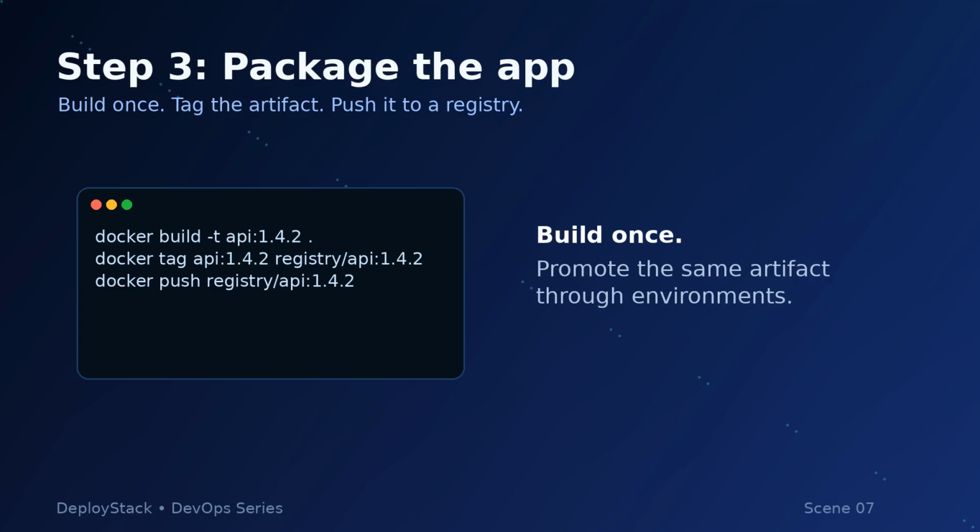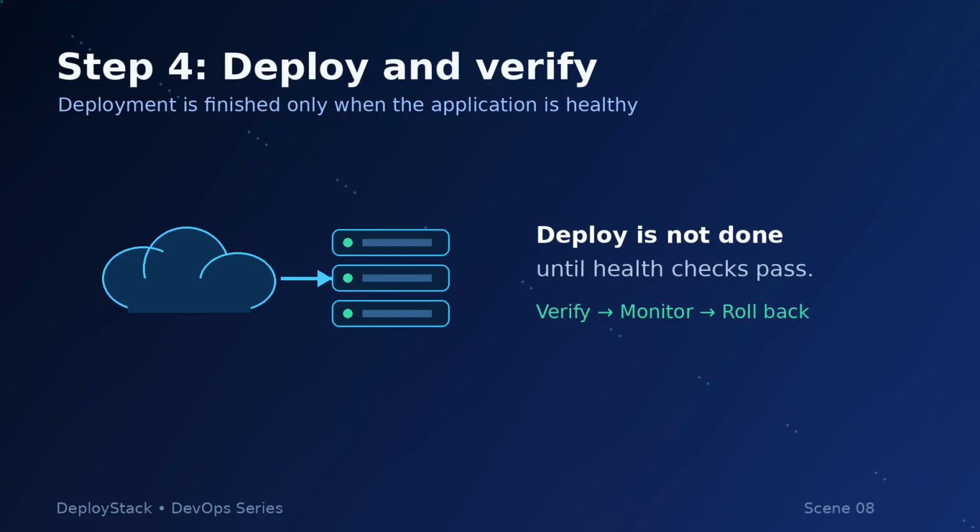Step 5 is quality checks. This is where the pipeline starts acting like a gatekeeper. Linting checks whether the code follows rules. Formatting checks whether the style is consistent. Type checks catch certain classes of mistakes before runtime. Security scans can look for known vulnerable dependencies or exposed secrets. Not every project needs every check on day 1, but every serious project needs some automated quality gates.